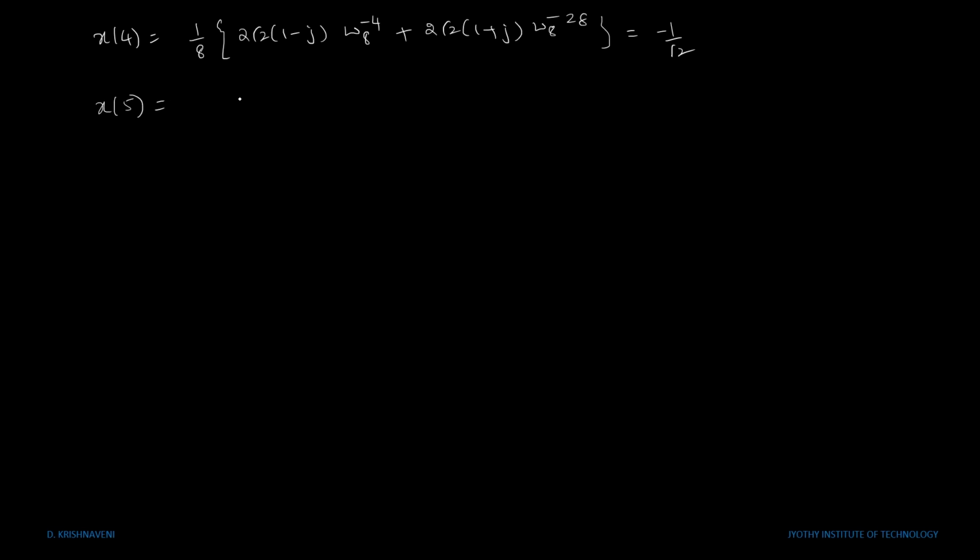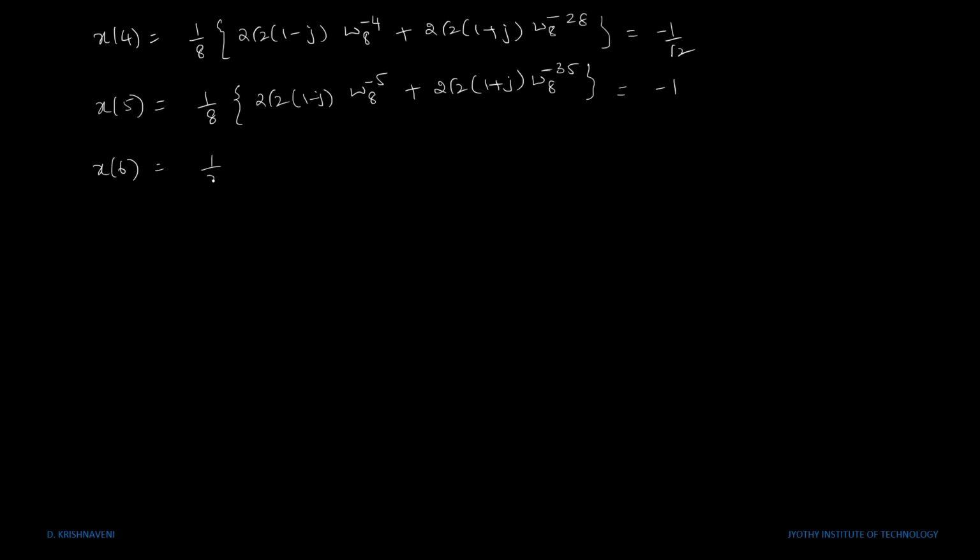Next, n is equal to 5. If I substitute, we'll get 1 by 8, 2 root 2 into 1 minus j, w8 to the power of minus 5, plus 2 root 2 into 1 plus j, w8 to the power of minus 7 5s are 35. Now w8 to the power of minus 35, the 35 can be written as 32 plus 3, so w8 to the power of minus 35 is equal to w8 to the power of minus 3, and the result we get will be minus 1.